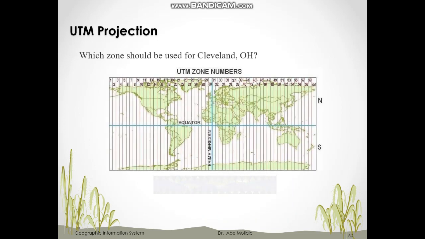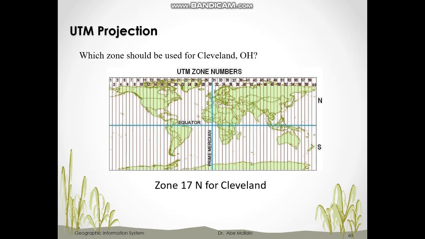Now let's look at the zone map for the entire world. Which zone should we use for Cleveland, Ohio? Let's see where Cleveland is. So Cleveland is almost here, right? So zone 17 can be used for Ohio in the northern hemisphere. Ohio, or Cleveland, is in UTM zone 17, but it is in the northern hemisphere. Okay, so zone 17 north is used for Cleveland, Ohio.